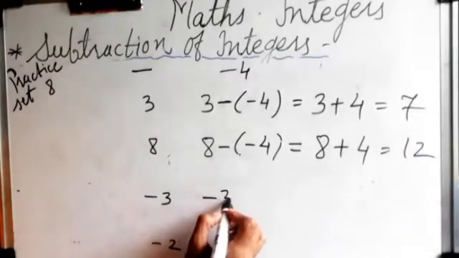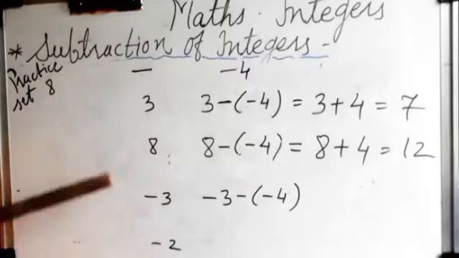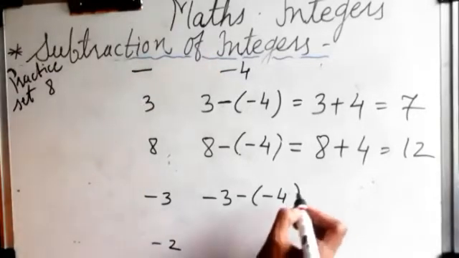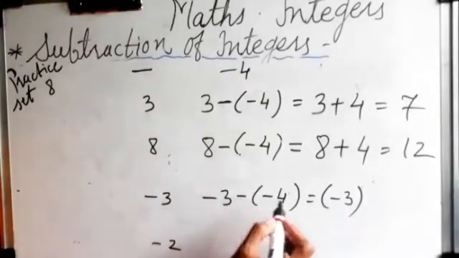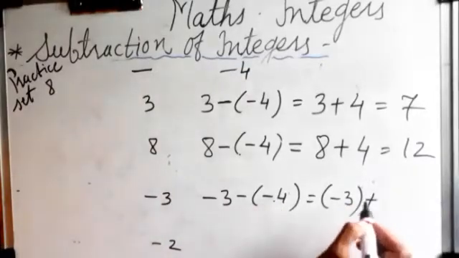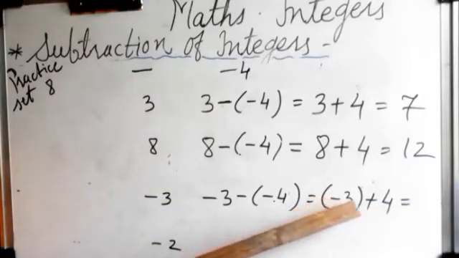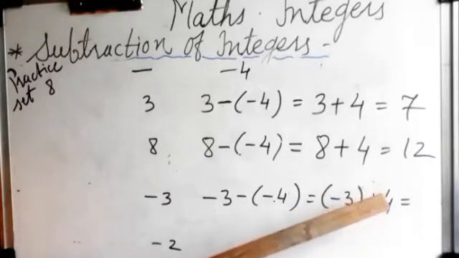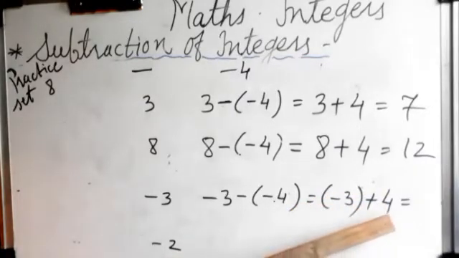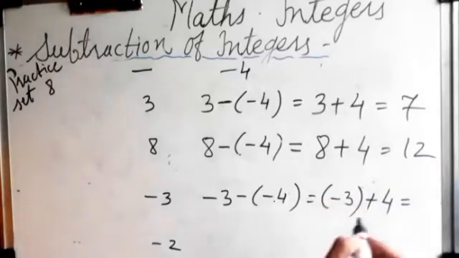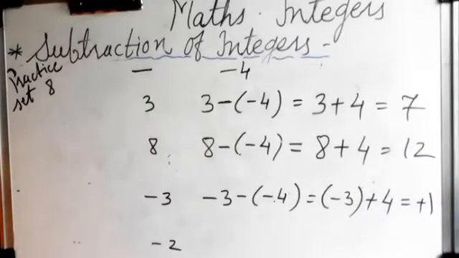Next, minus 3 minus 4. Minus 3 minus 4. So again, minus 3 as it is. This minus 3 as it is. Instead of subtraction, plus. Opposite of minus 4, plus 4. Now here, this 4 and this 3 has different sign. This 4 is having plus sign, this 3 is having minus sign. So for the different sign, take the difference. 4 minus 3 is 1. And give the bigger number sign, that is here 4 is bigger, so plus sign will come.